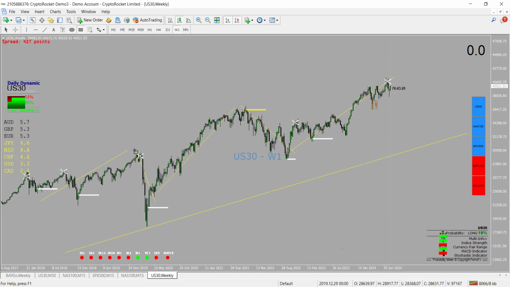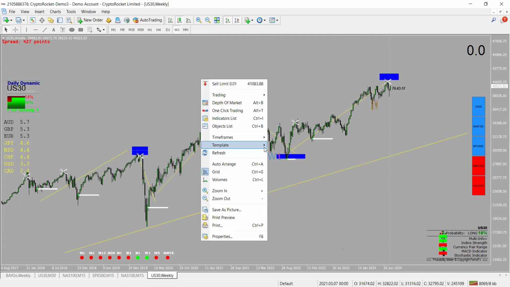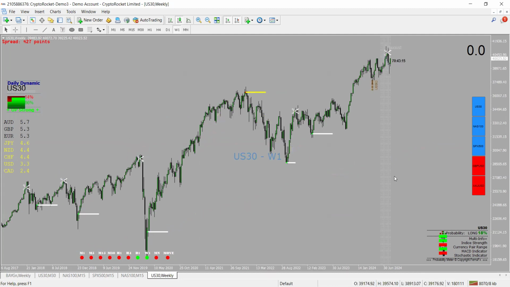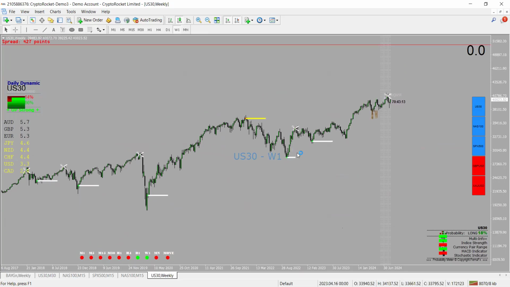You can see each peak right here. We have the peak here, a peak here, a peak here, and then this peak that's been created. So by knowing this, we can draw our pattern and get an idea of what phase the market is in overall. Now, if you look right here, we have a break of structure.